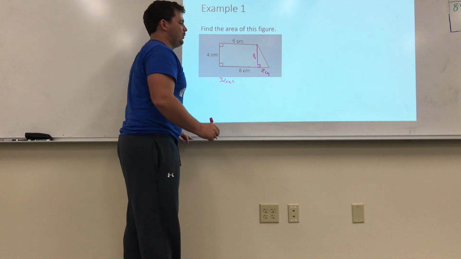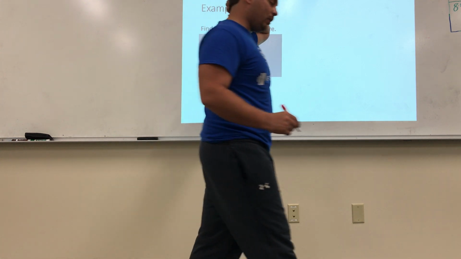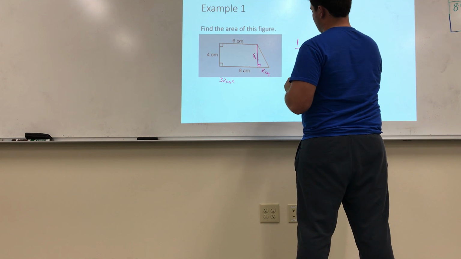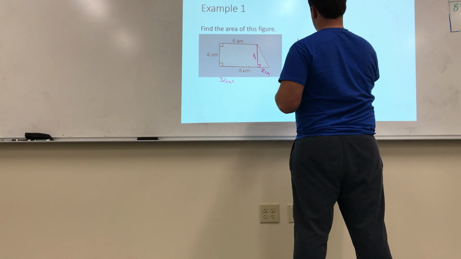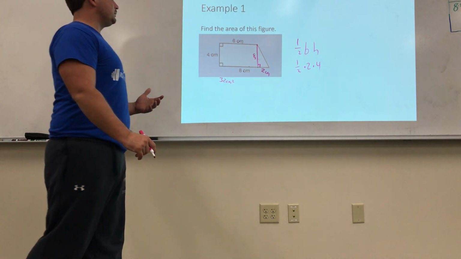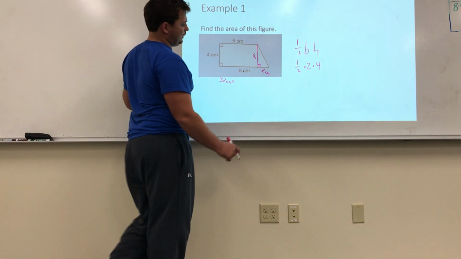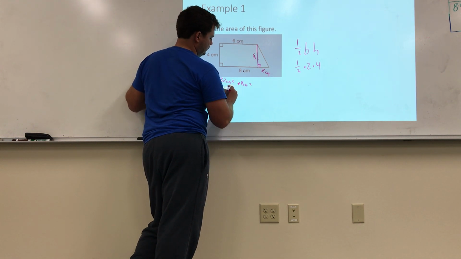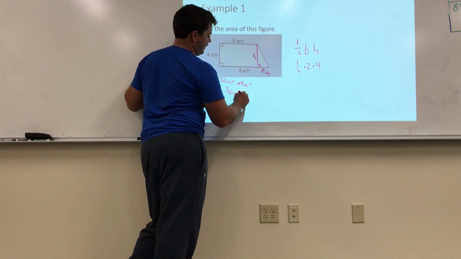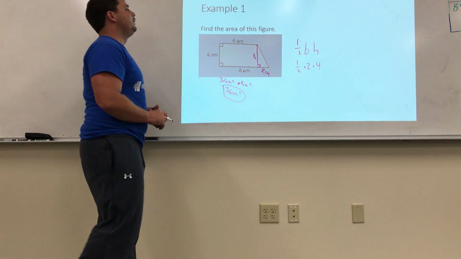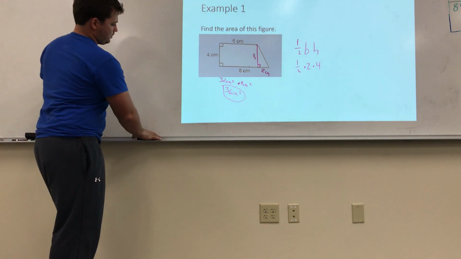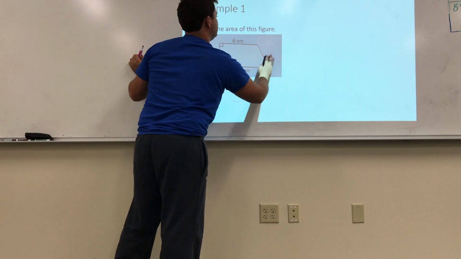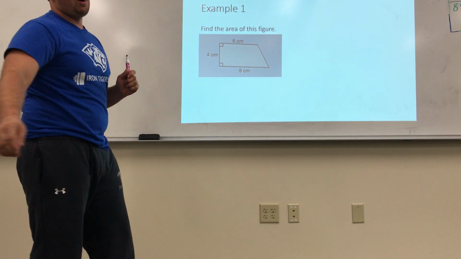Now, I have to find the area of this triangle. What is the area of a triangle? 1/2 base times height. So 1/2 times 2 times 4. You do that, and you should get 8, and then 1/2 of that is 4, so plus 4 centimeters squared. So that should be 36 centimeters squared is the total area of this figure.